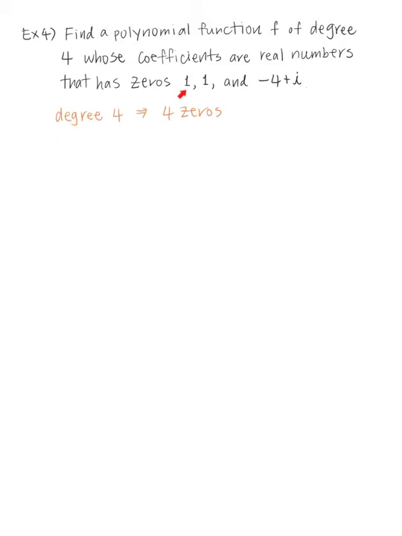Now we're given 3 zeros, so we're missing one of them. If you recall one of the theorems that we just went over, the conjugate pair theorem, it says that if negative 4 plus i is a zero of f, then its conjugate also must be a zero of f. So in this case, by applying the theorem, we know that negative 4 minus i must be a zero of f.